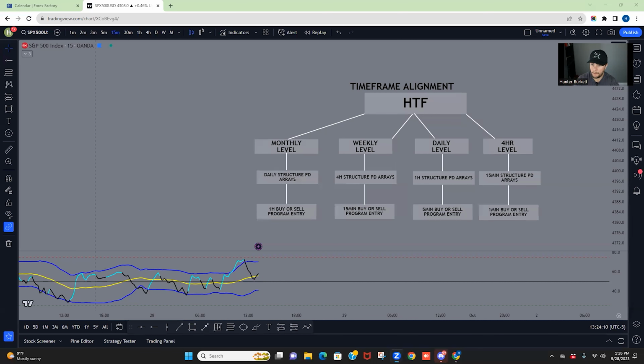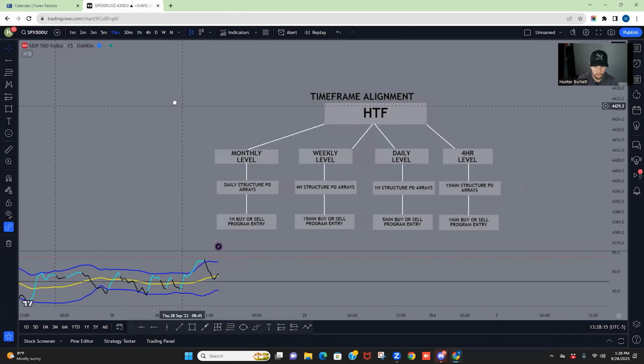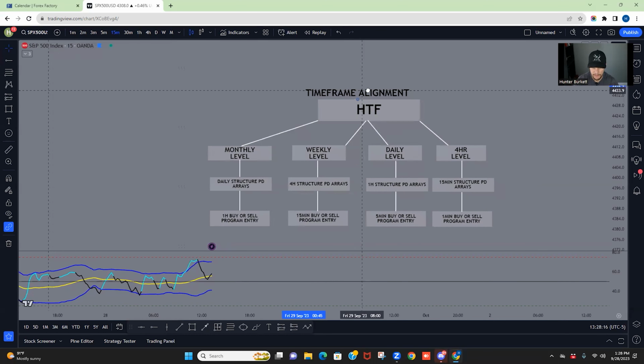I'm going to share my screen. Let's go right into TradingView. As you can see right here, guys, this is time frame alignment. I want you to screenshot this, write it down, pause the video, whatever you need to do. I'm going to go through the individual step process of these right here.